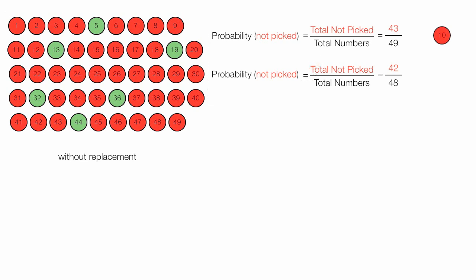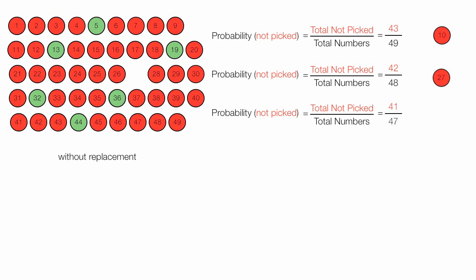So let me pick another ball out of the pile. There it is, right there. And I'll do this again. I'm going to do it again four more times, so you get the hang of it. So it's the total not picked, or the red balls, out of the total numbers left, which is equal to 41 red balls left out of a total of 47 balls left.